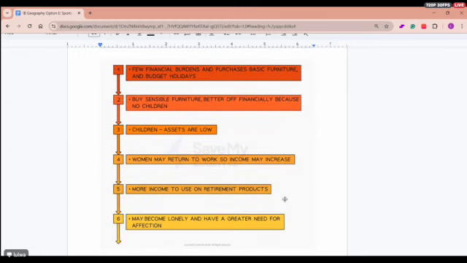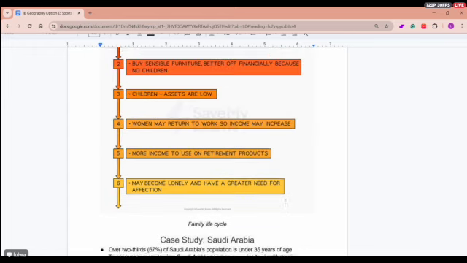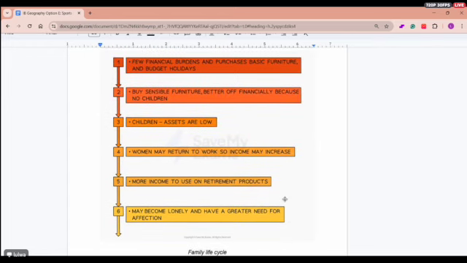So this is what it means. You have number 1 to number 5. This is the family life cycle. Step 1 is few financial burdens, and purchases of basic furniture and budget holidays. Number 2 is you buy sensible furniture and you're better off financially because you have no children. Number 3, children, and their assets are very low. They don't really contribute to anything. And women may return to work after the children are born, so income may increase. And 5, you get more income once you've developed further in your job.